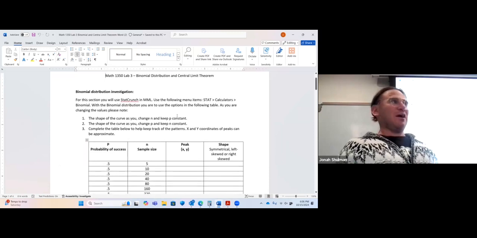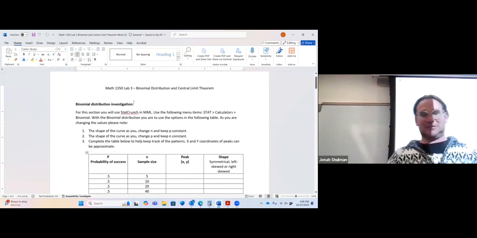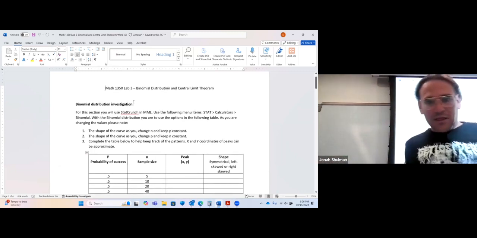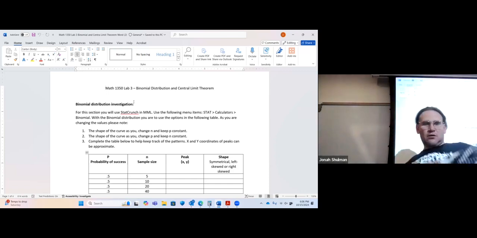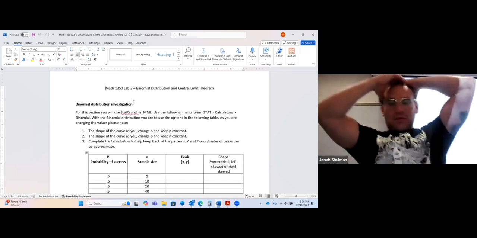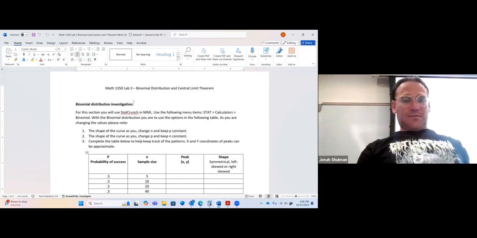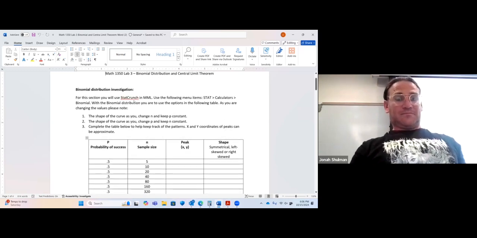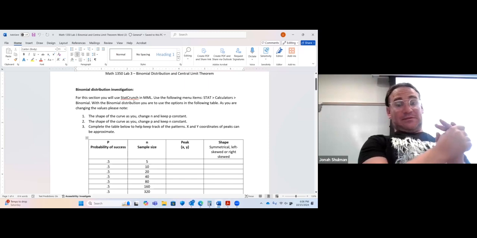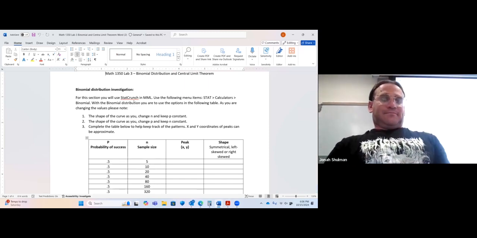Okay. How about Miles, how about you just read under binomial distribution investigation? For this section, you will use StatCrunch and MML. Use the following menu items: stat, calculators, binomial. With the binomial distribution, you are to use the options in the following table. If you are changing the values, please note: 1, the shape of the curve as you change n and keep p constant. 2, the shape of the curve as you change p and keep n constant. Complete the table below to help keep track of the patterns. X and Y coordinates of peaks can be approximate.